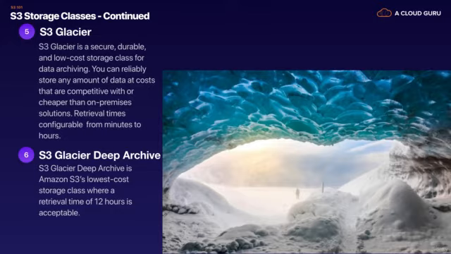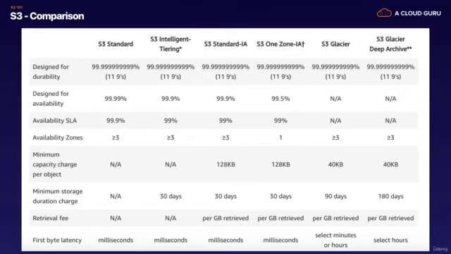Now with Glacier Deep Archive, that's the lowest cost storage class that you can buy, but your retrieval time is going to be 12 hours. So if you want to get the data back using Deep Archive, you put in a request and it will come back 12 hours later. So those are the 6 different storage tiers. And you will need to remember those going into your exam.